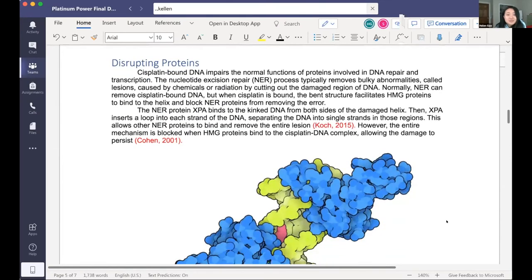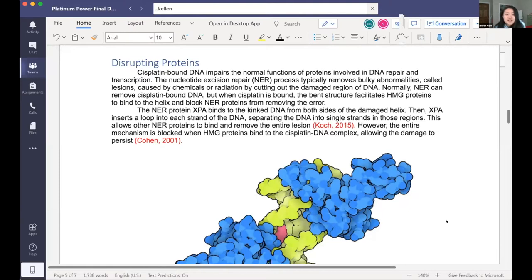Disrupting proteins. Cisplatin-bound DNA impairs the normal functions of proteins involved in DNA repair and transcription. The nucleotide excision repair, NER, process typically removes bulky abnormalities called lesions caused by chemicals or radiation by cutting out the damaged region of DNA. Normally, NER can remove cisplatin-bound DNA, but when cisplatin is bound, the bent structure facilitates HMG proteins to bind to the helix and blocks NER proteins from removing the error.